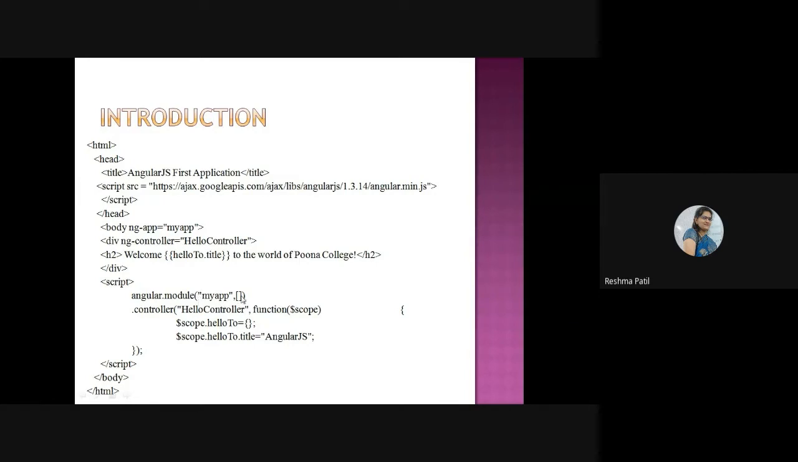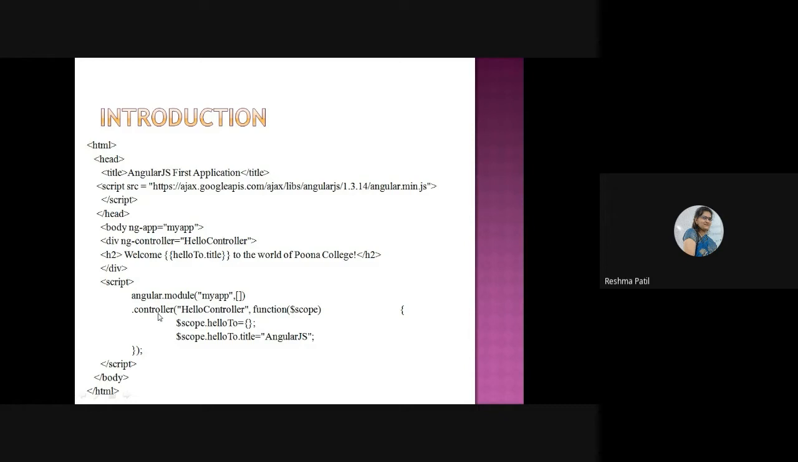Here we are creating a new module because it contains two parameters, the module name and these empty brackets. Empty brackets mean we are creating a new module, and this name is myApp, and your ng-app name should be the same. Then immediately a dot. I have taken it on the second line, but this is a single-line statement.